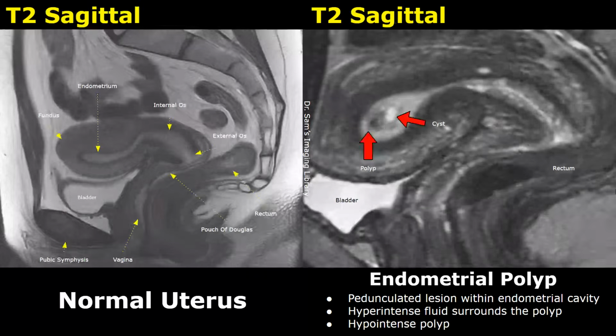Here is a T2 sequence in sagittal view. We can see the hypointense polyp. Also there is a small hyperintense cyst. It may be seen in some cases. We can see a small stalk connecting it to the uterine wall.